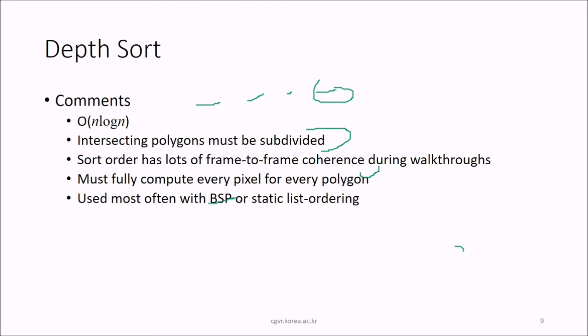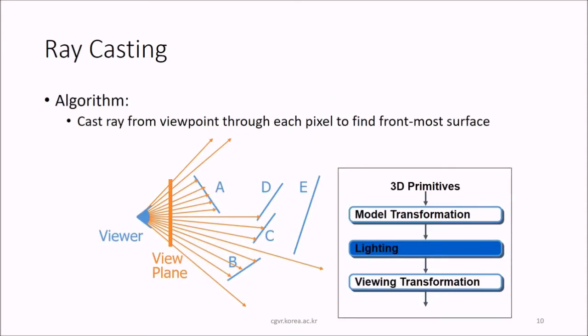This is the binary space partition. Then comes ray casting. In ray casting, we cast a ray from the viewpoint through each pixel to find the frontmost surface. This is the view plane, and we cast the ray to find out which area or surface is most in front.